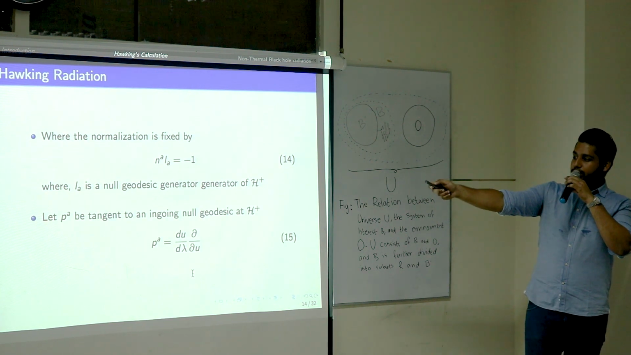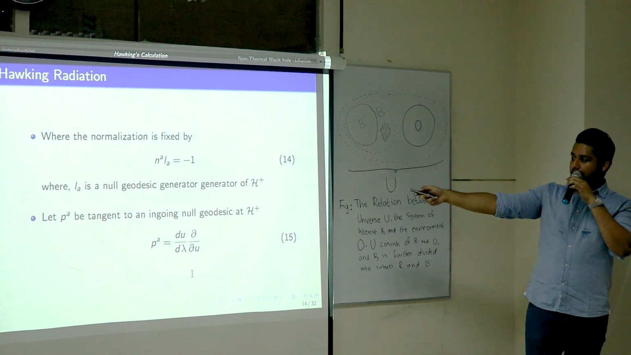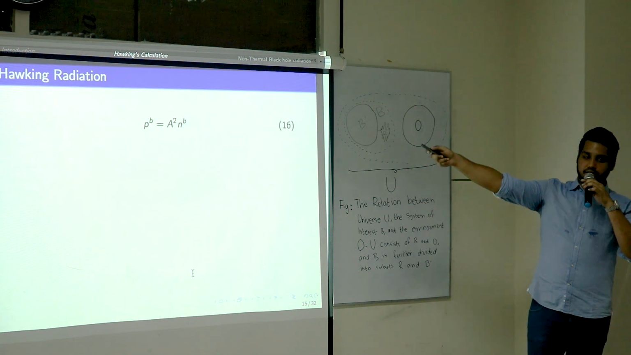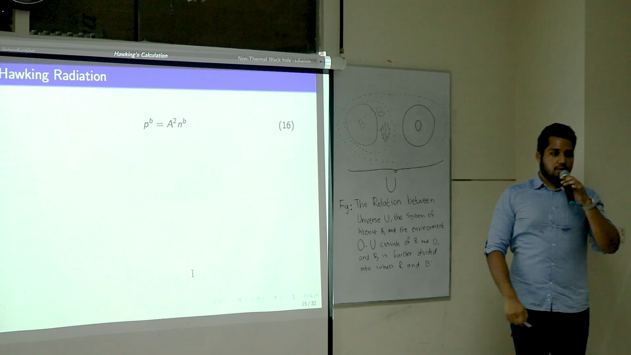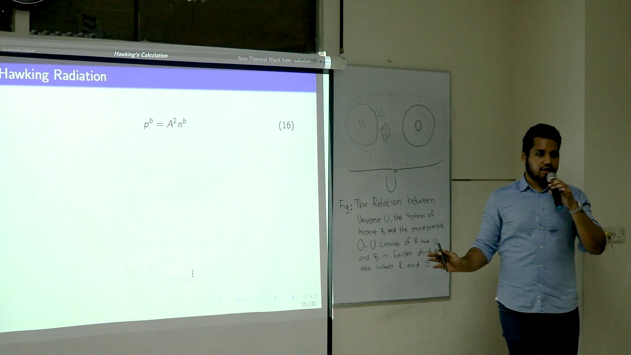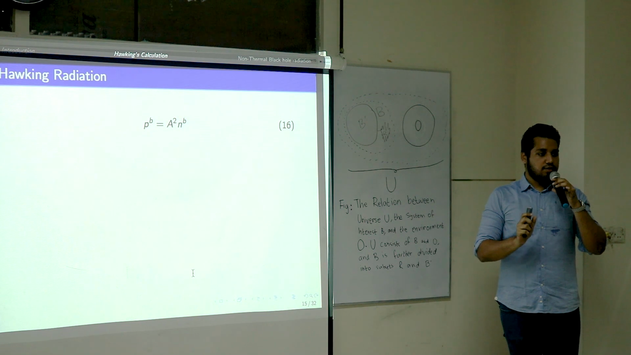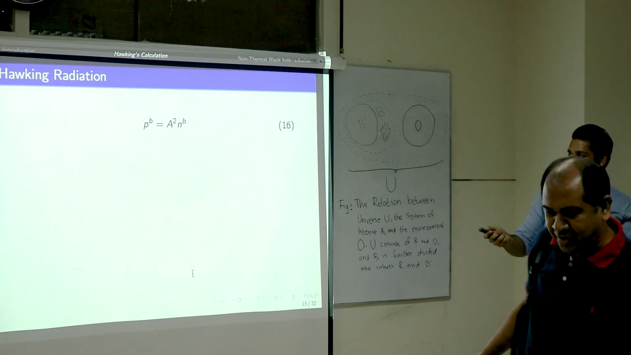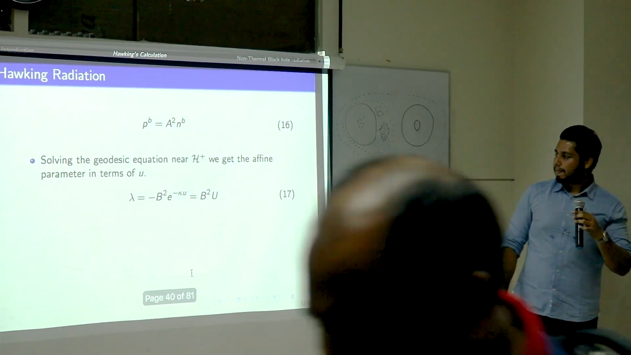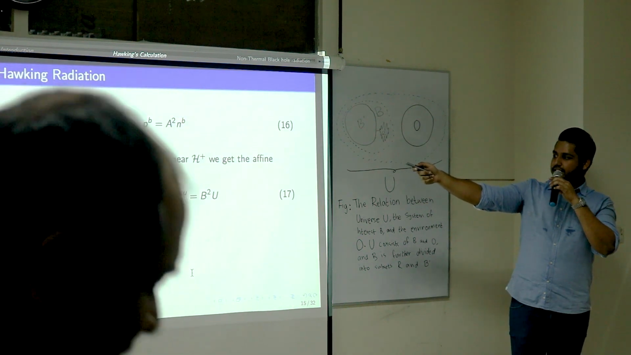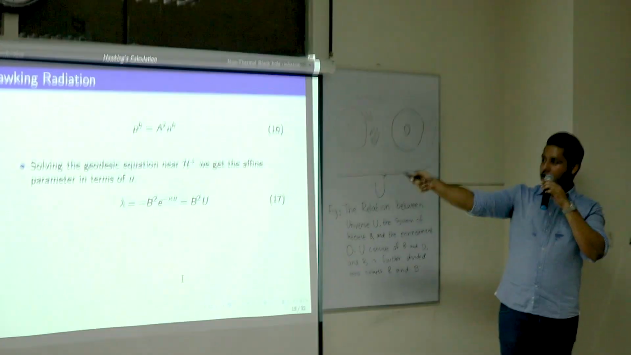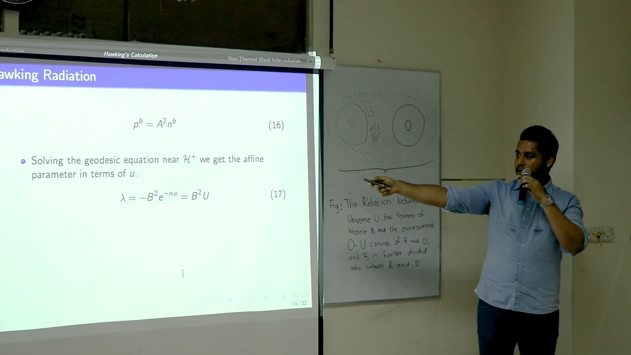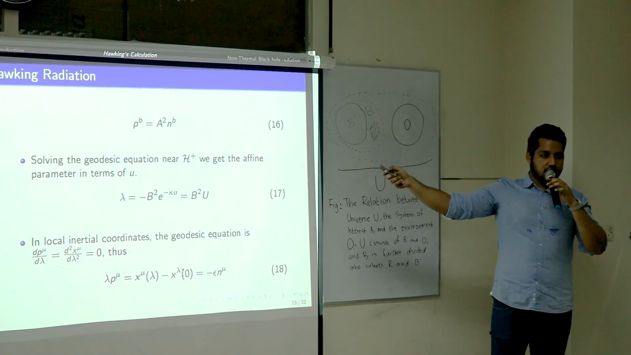We have p^a to be a tangent to an ingoing null geodesic at the horizon, which is denoted by the operator, where p_b equals a squared and b. Now I want to state what I'm trying to do here, which is to find a relation between U and B, where U and B solve the geodesic equation near the black hole horizon. We get the affine parameter in terms of U, where the affine parameter lambda is equal to minus b squared e to the power minus kappa u.